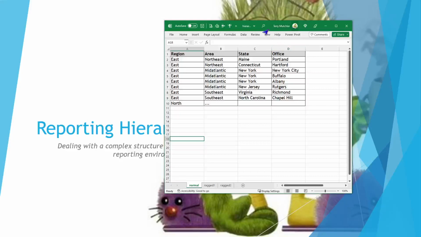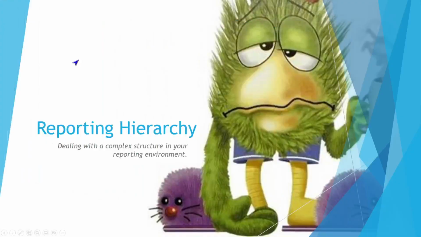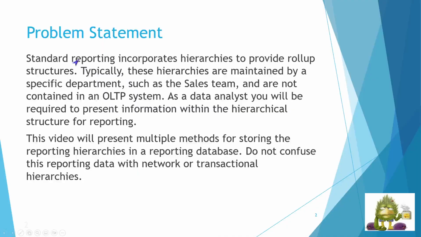So when you have this type of hierarchy, where does it come from and what do you do with it? Well, typically what it's there for is to provide you a roll-up reporting structure. How many sales were done in the east of the United States? How many sales were done in the state of Connecticut, etc.? And you would roll this data up and do reporting through a dashboard.